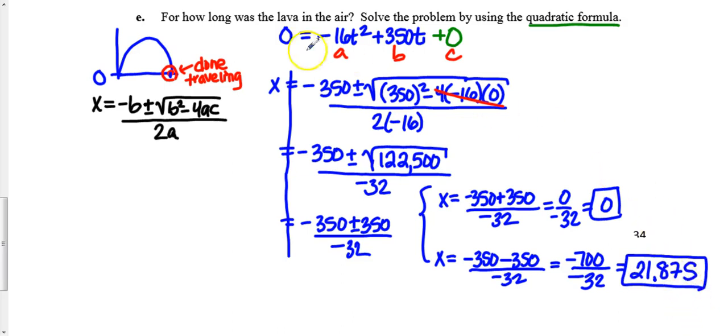So let's come back and read the question. For how long was the lava in the air? Again, pay attention to variables. Did we find something for x or for y? We found x, and that's helpful to us because the label on the x-axis is seconds. So the lava is at ground level at 0 seconds, which makes sense because that's where it started from, right?